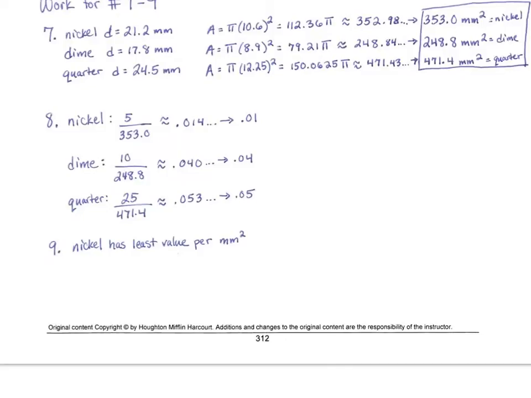So finally, to answer question 9, which is how is Stella going to make this table covered in the cheapest way possible, what we've determined is that the nickel has the smallest value per unit of area, and so we want to use the nickel. Let's go to the next page.